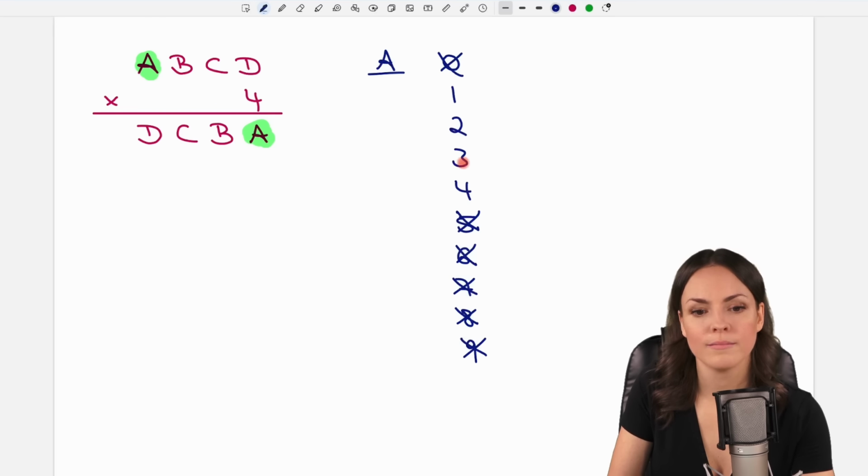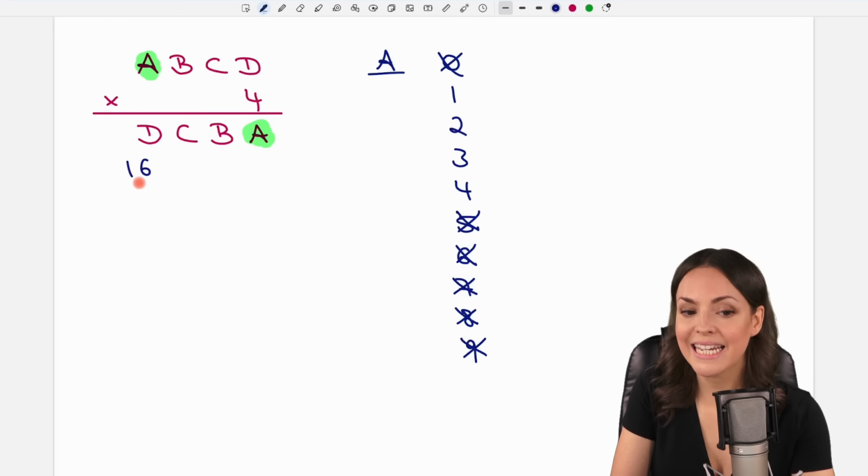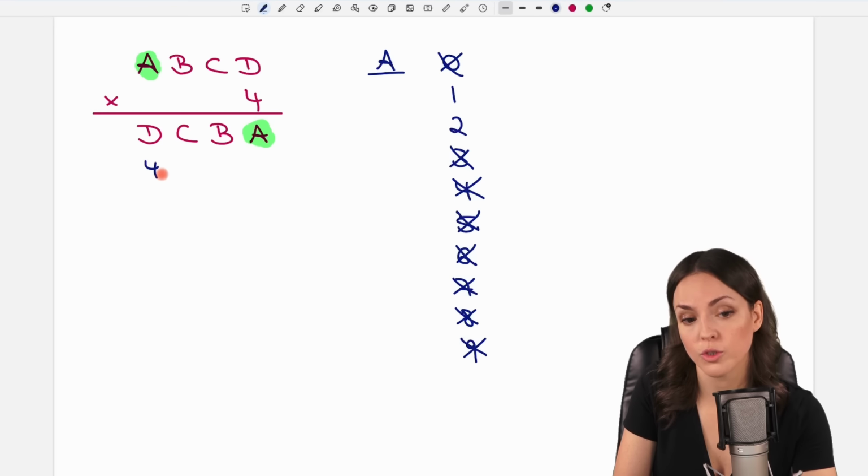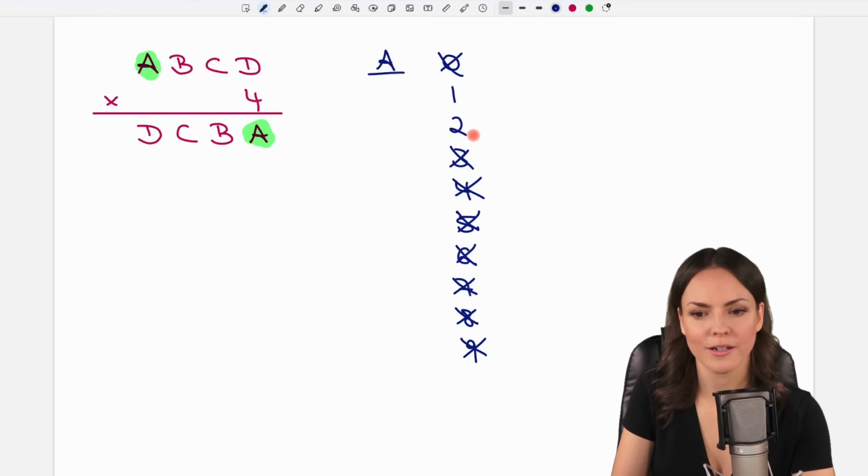What about the 4? 4 times 4 would equal 16, so at least we would have 5 digits again. The 3, 4 times 3 is 12, so we would get too many digits as well. The 2, that would work. 4 times 2 equals 8, small enough. Or the 1 works as well, 4 times 1, which would give us just 1 digit here. So these two could work.